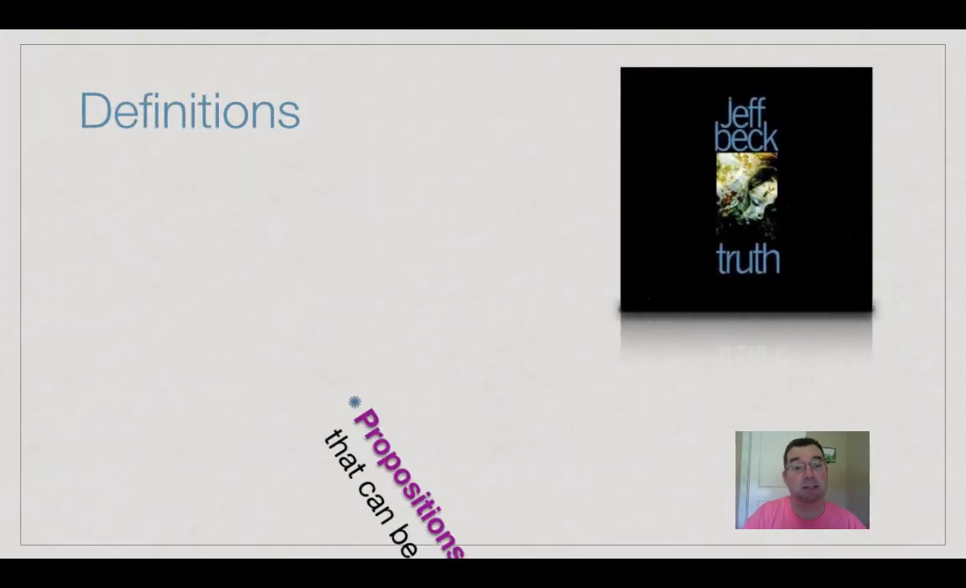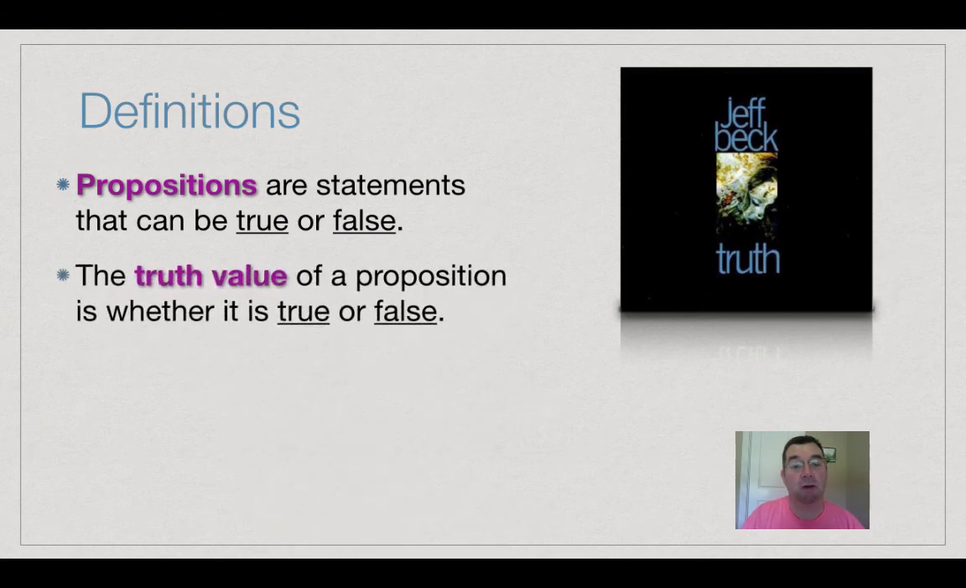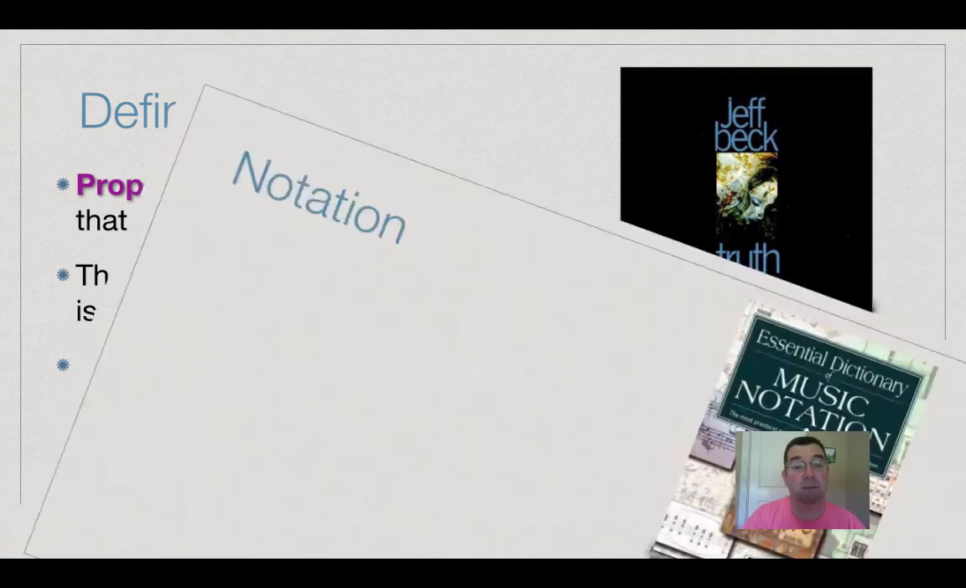Again, we need to define some key terms. Propositions are those statements that can be true or false. And the truth value of a proposition is whether it is true or false. Some propositions are indeterminate because they don't have the same truth value for everybody.